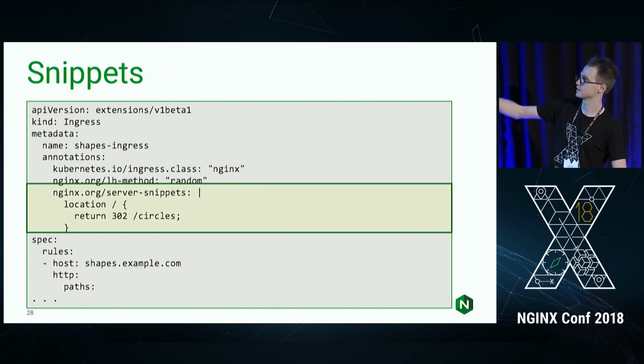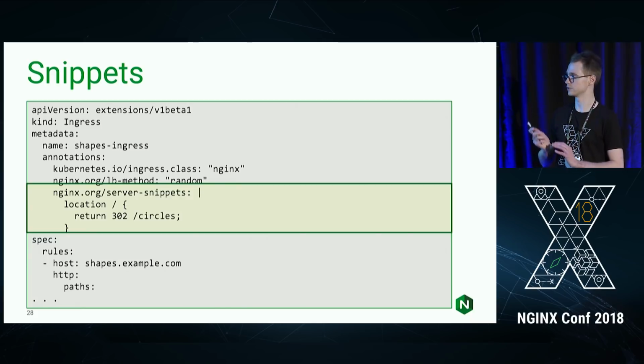So here is an example of using snippets, the server-snippets annotation, to insert a raw NGINX configuration into the generated config file for this particular Ingress resource. So in this case, we will insert a location, and this location will redirect all the requests for the /URI to the circles path with a temporary redirect.